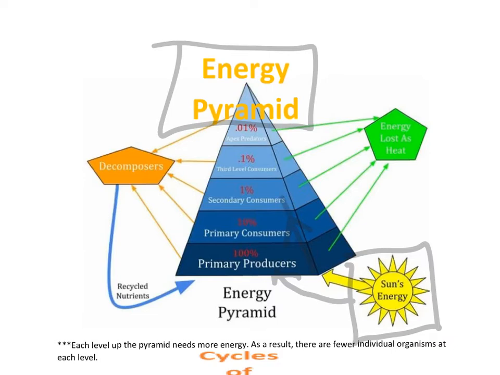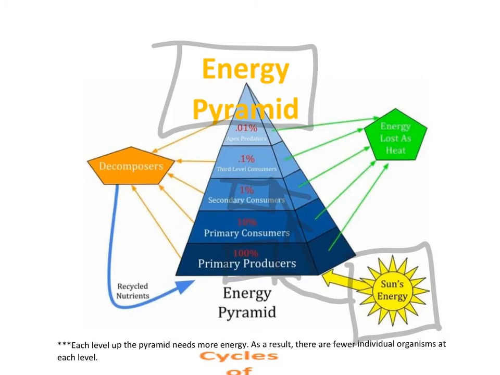Then we move our way up again, and we end up with a secondary consumer, like a small bird or a lizard that might eat that insect. And there are even fewer of those by comparison. 1% of all of the energy that came from the producer, the vegetation, the grass, the trees, the vegetables or fruit that were eaten along the way. Only 1% of all of that energy ends up coming back through the energy pyramid to these secondary consumers.